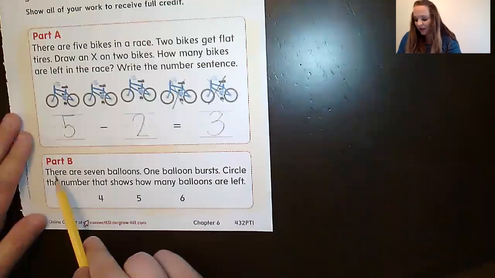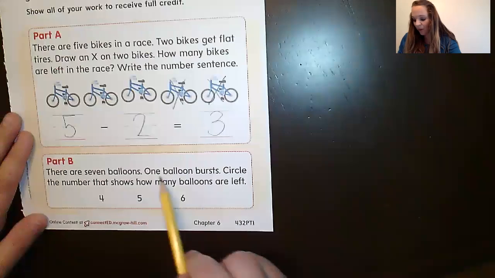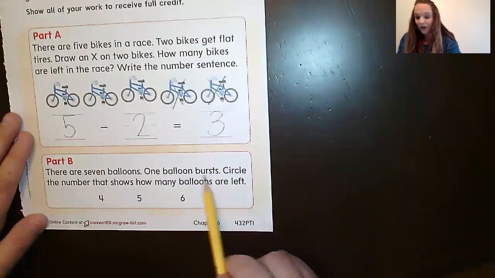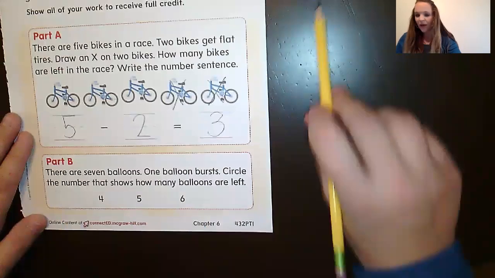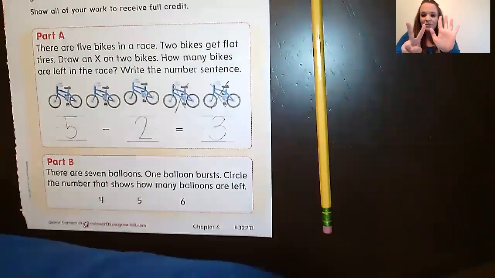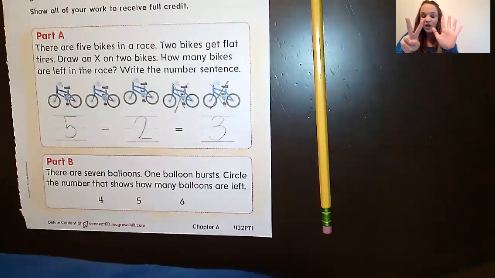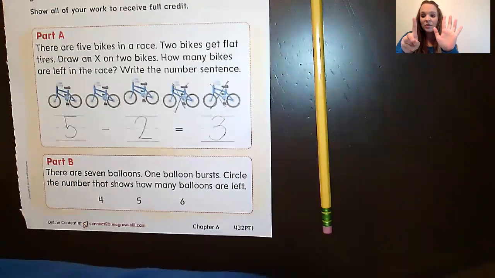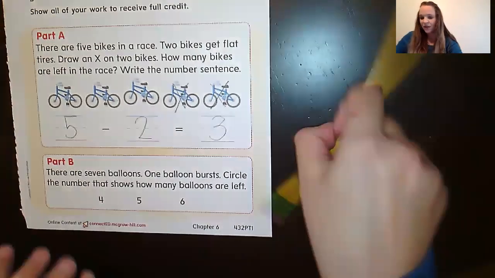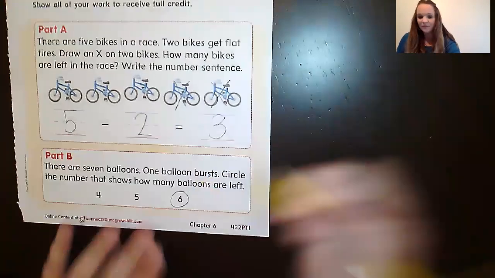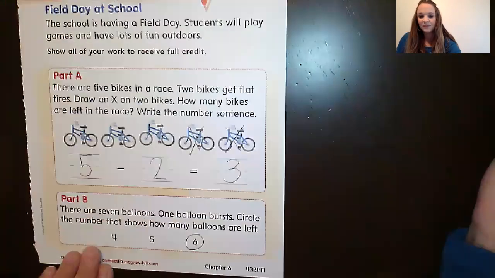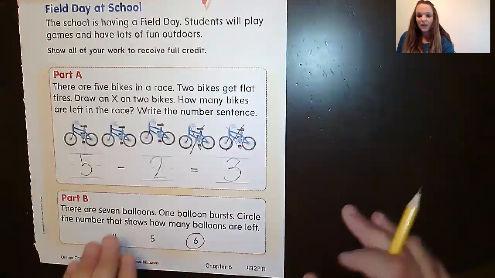Next part says, there are 7 balloons. 1 balloon pops or bursts. Circle how many balloons are left. Okay, so we have 7 balloons. 1 of those balloons pops. How many balloons do we have left? 1, 2, 3, 4, 5, 6. 6 balloons left. So we're going to circle our number 6. Easy peasy lemon squeezy. Miss Landry, you can pause it here if you need to.